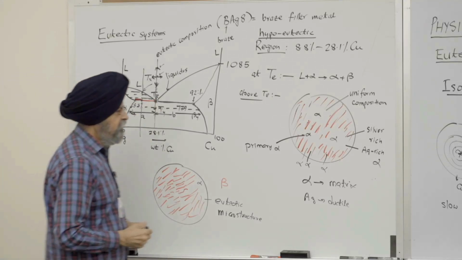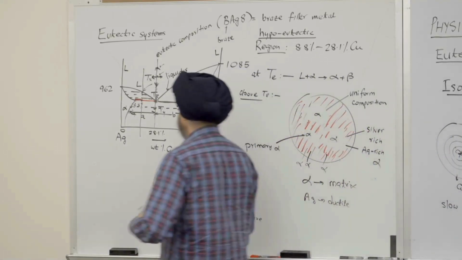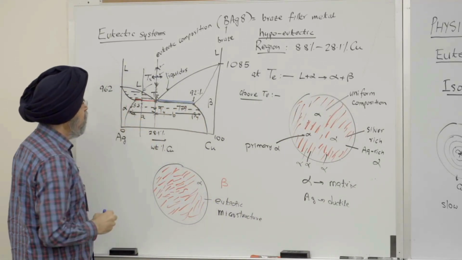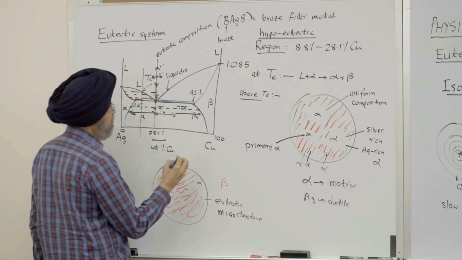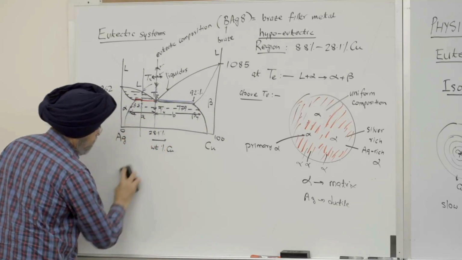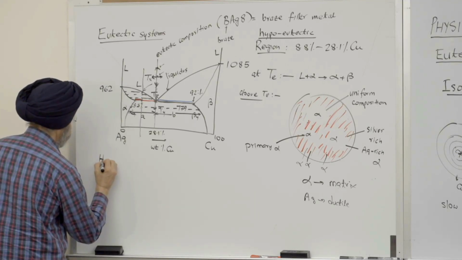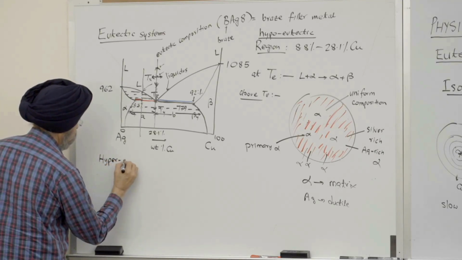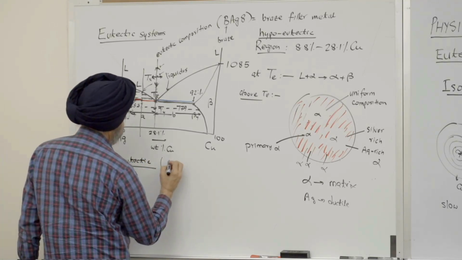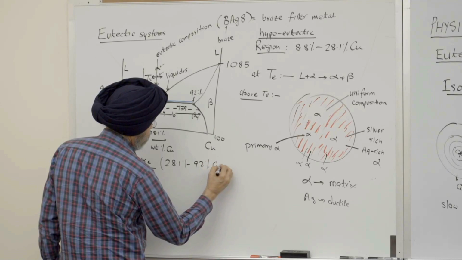So then we have hypereutectic. So this region from the eutectic to this point, 92%, is called hypereutectic. So I can work over here. So let's deal with the hypereutectic region. So that's from 28.1% to 92% copper.